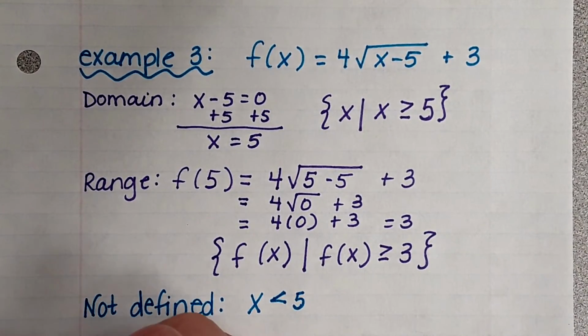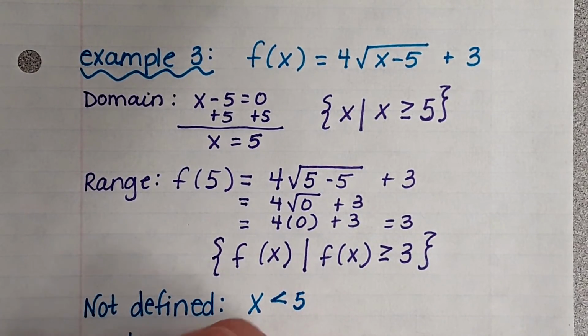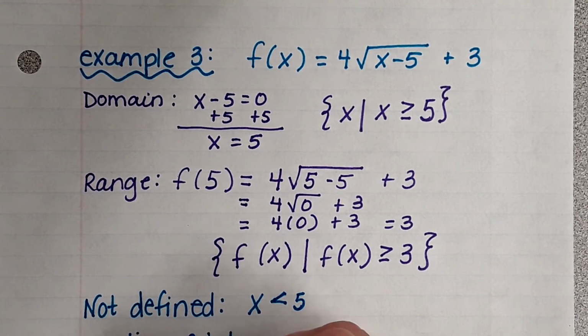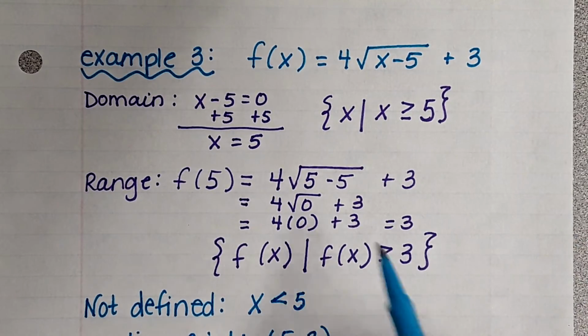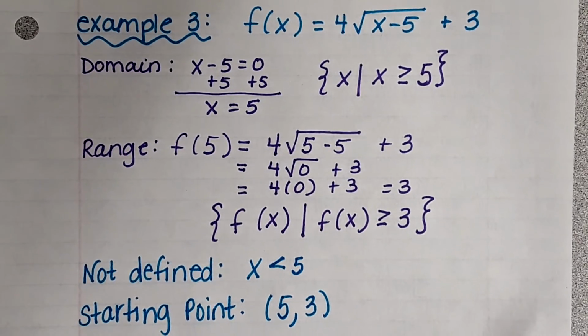Now let's talk about that starting point. This is going to be really important when we go to graph tomorrow. So that starting point is going to be 5, 3. Where did I get the 5? I got the 5 from the domain. Where did I get the 3? I got the 3 from the range. And you can't see that. Now you can.